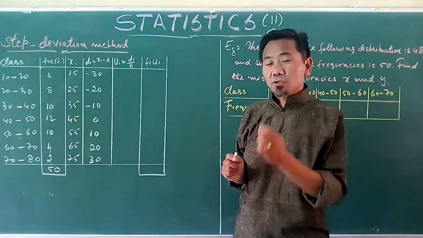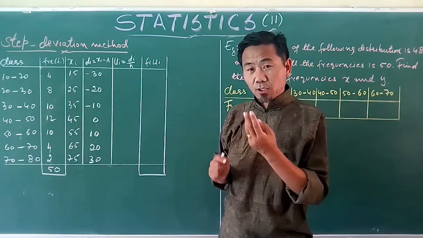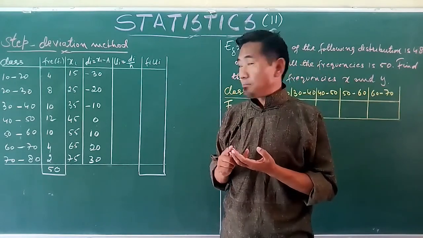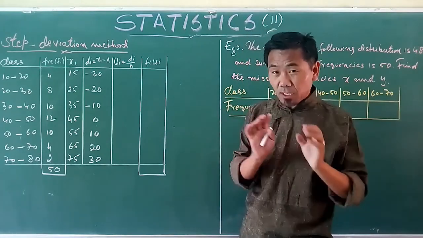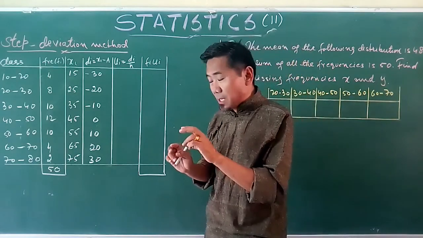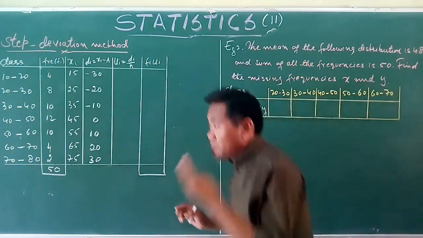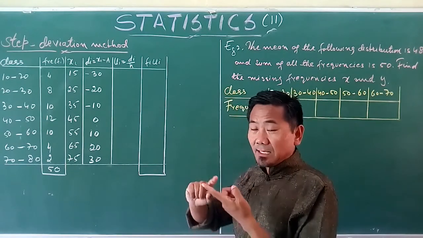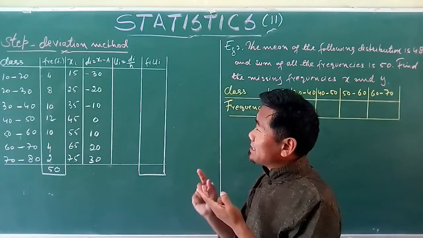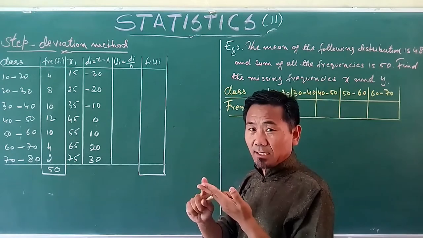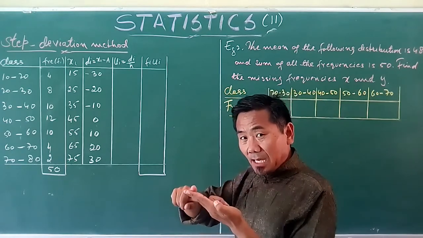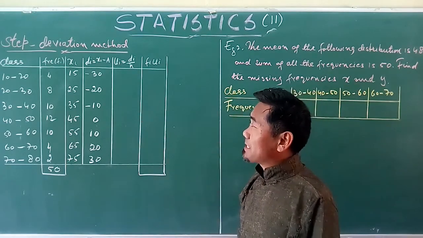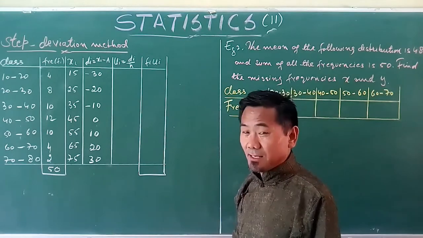Any measures of central tendency? Now the mean, median, mode. So the first one is the mean. There are three methods, and yesterday we did two methods: the direct method and the assumed mean method. Now the example for the third method, the step deviation method.